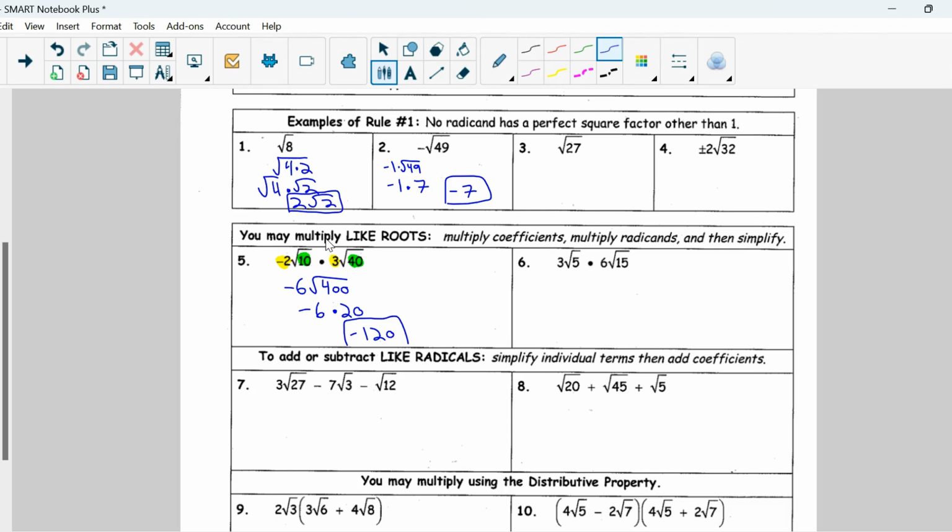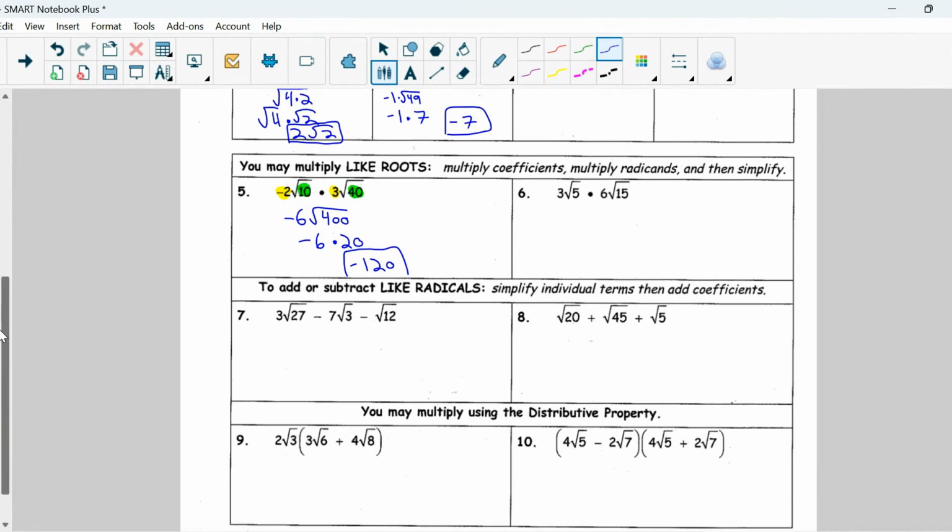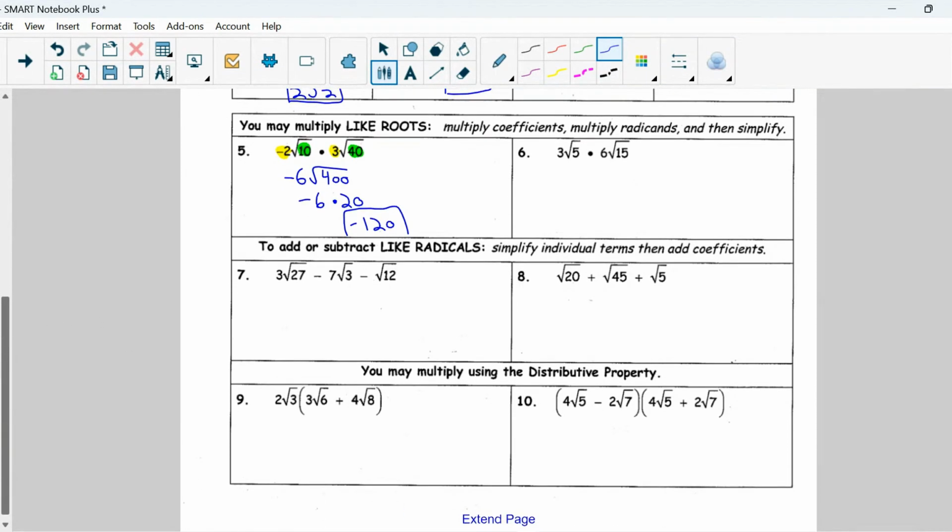Okay? In order to add or subtract, we need to have like radicals. So simplify individual terms and then add the coefficients. So in this case, in number 7, we cannot simplify this right away because we have the square root of 27, the square root of 3, and the square root of 12. They are not like radicals, so we cannot simplify them right away. Yet, we could simplify the individual terms so that they all share the same radical.